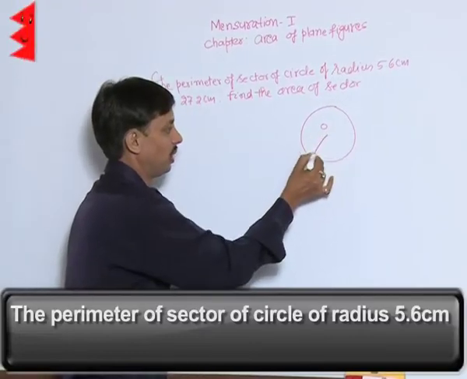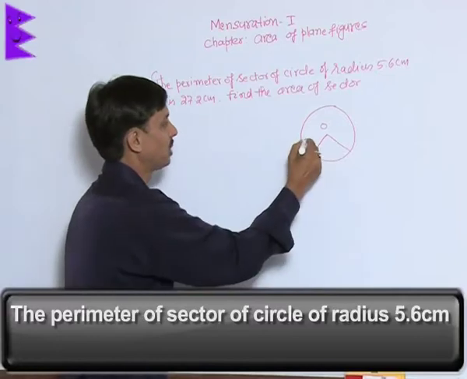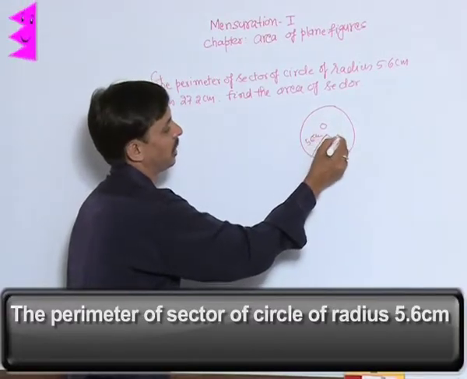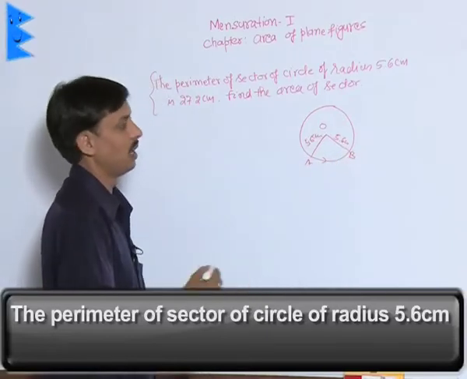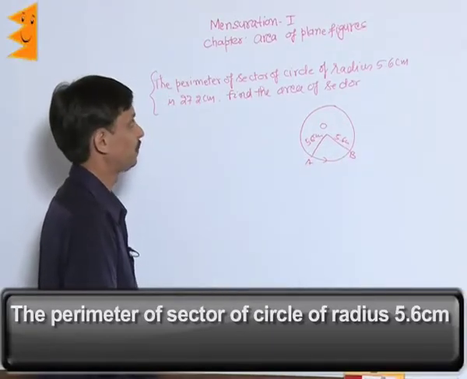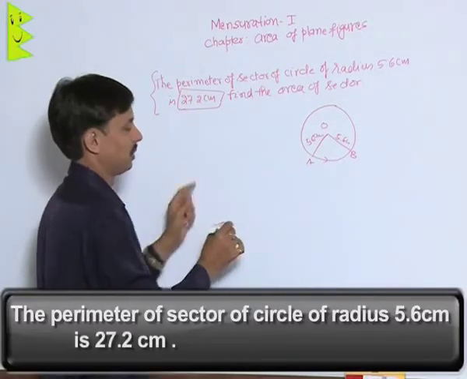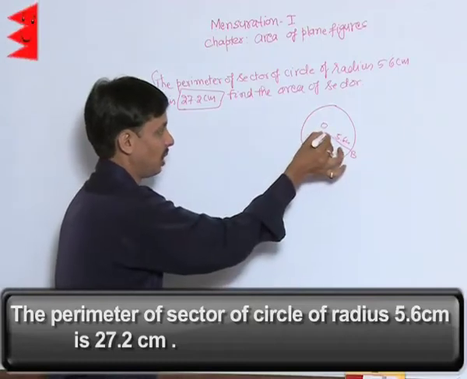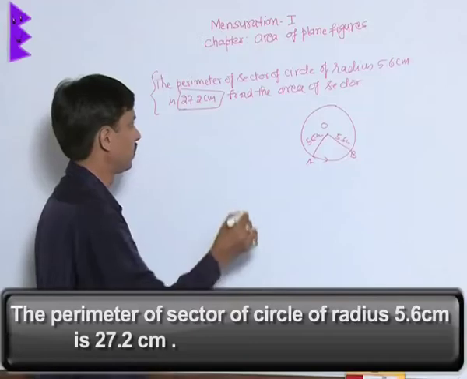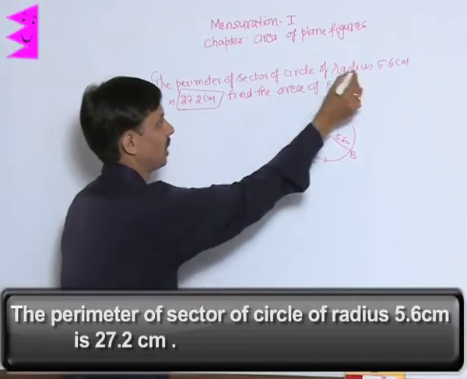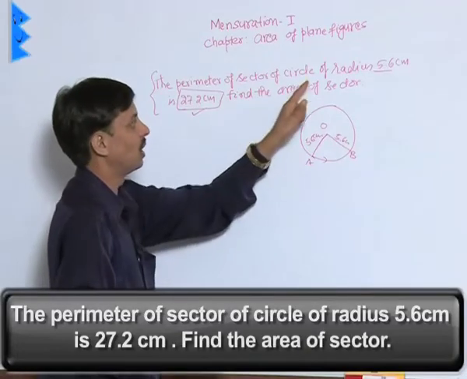So you can say this is a sector whose angle is not known, radius is 5.6 centimeter. This is the corresponding arc, you can name it AB in anti-clockwise direction. The perimeter of the sector of the circle is 27.2 centimeter. Perimeter means OA radius plus OB radius plus length of arc AB. If the radius of the circle is 5.6 and the perimeter of the corresponding sector is 27.2, find the area of the sector.